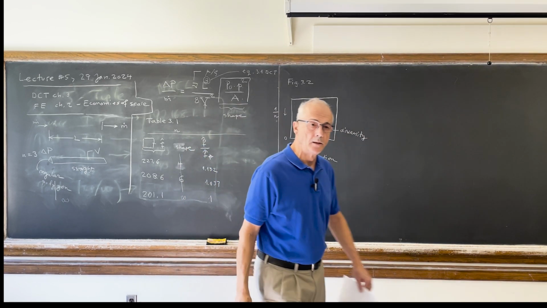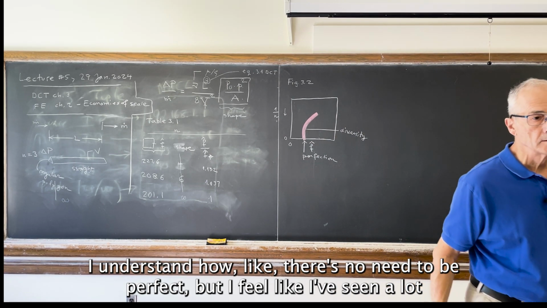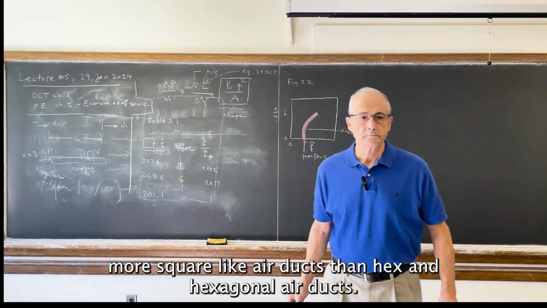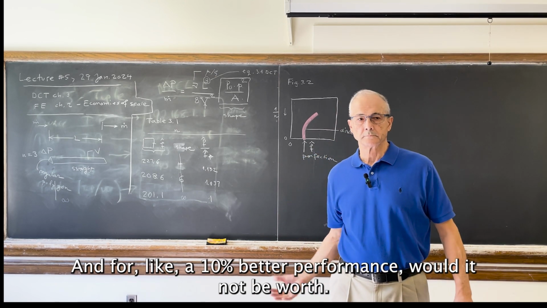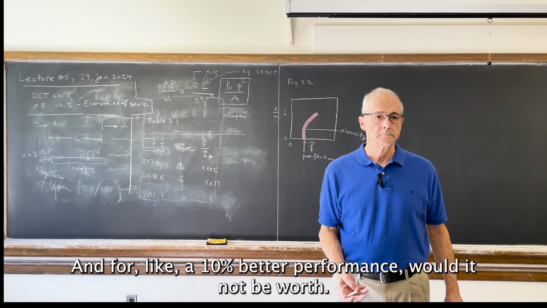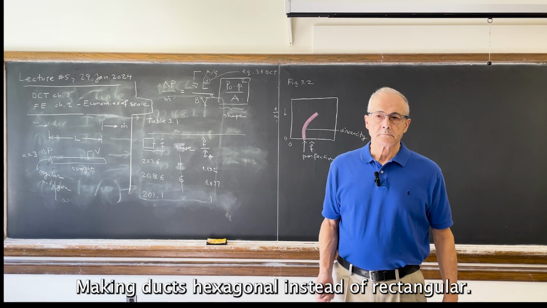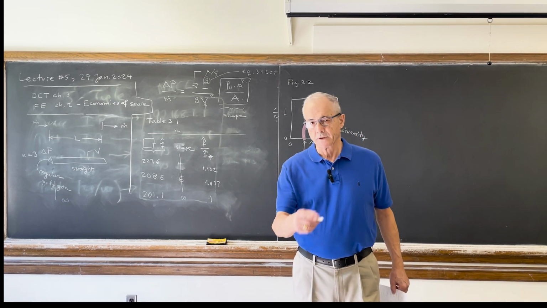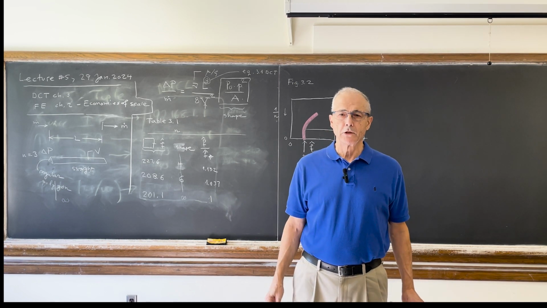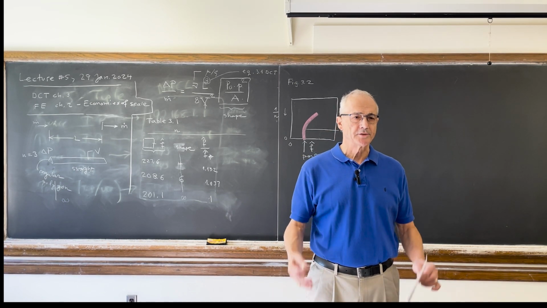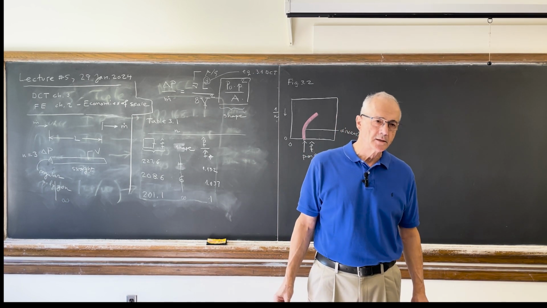Yes. I understand how there's no need to be perfect, but I feel like I've seen a lot more square-like air ducts than hexagonal air ducts? And for like a 10% better performance, would it not be worth making ducts hexagonal instead of rectangular? Yeah, this is a very good observation, and I'm glad that you're telling everybody to go through life with the eyes open. Yes, this is the reason why you see these square ducts.